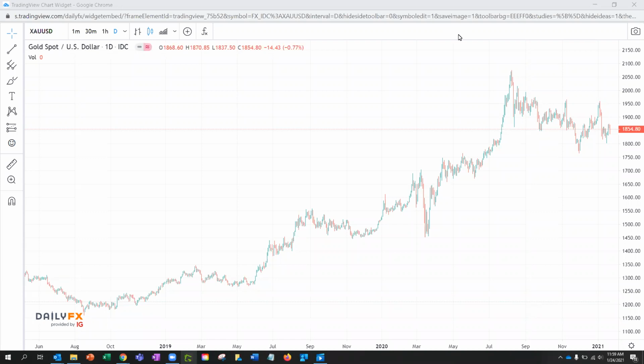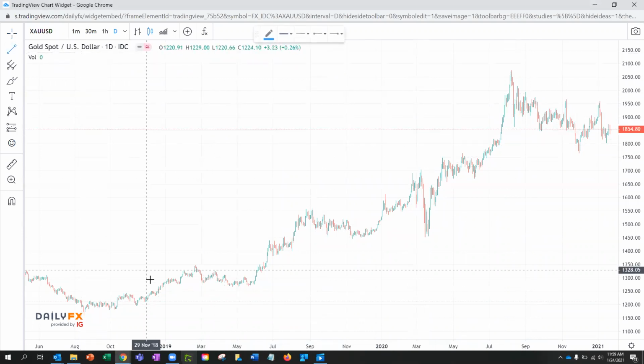Okay, let's get going. So I'm looking at a daily chart here for gold. Obviously, overall it's an uptrend. It did cool off after reaching those $2,000 highs. So it looks like we might be seeing some more bull moves here soon. Let's go ahead and map this out.